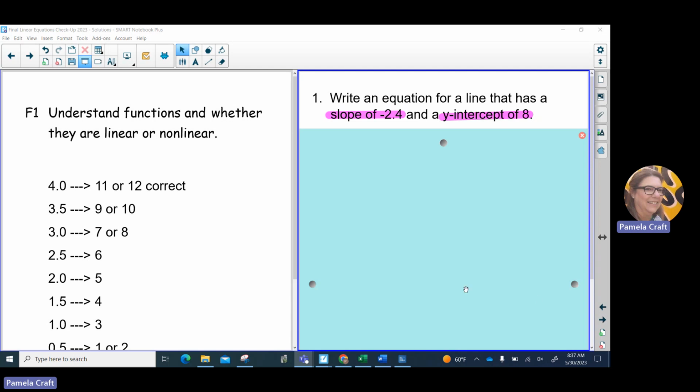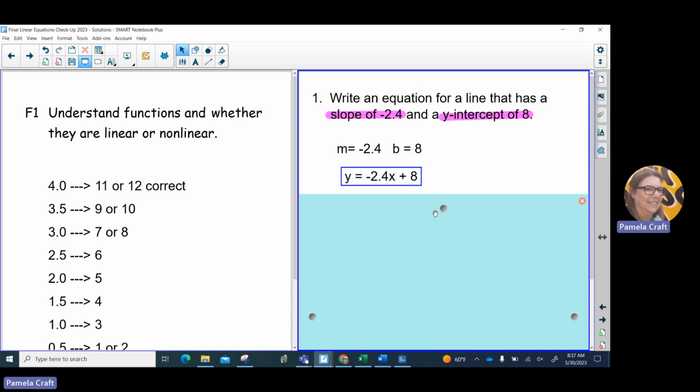So the first problem was just write an equation for a line that has a slope of negative 2.4 and a y-intercept of 8. You're just going to use your m of negative 2.4 and your b of 8 and write y equals negative 2.4x plus 8.